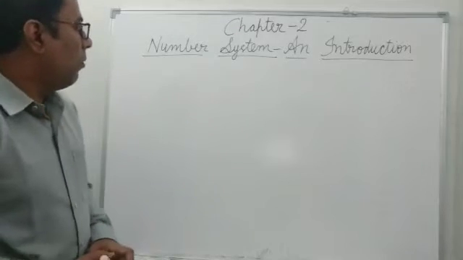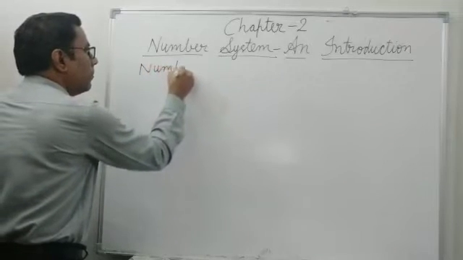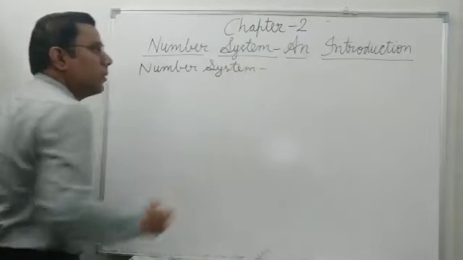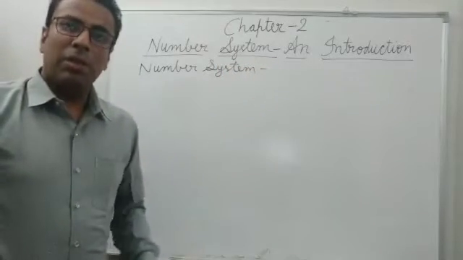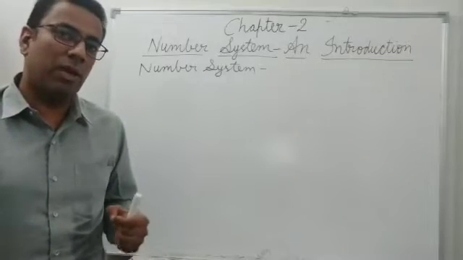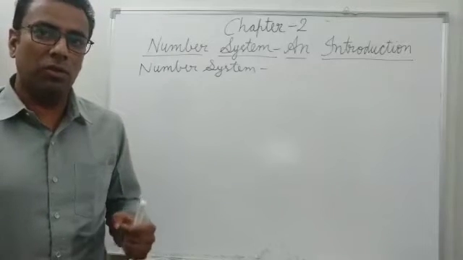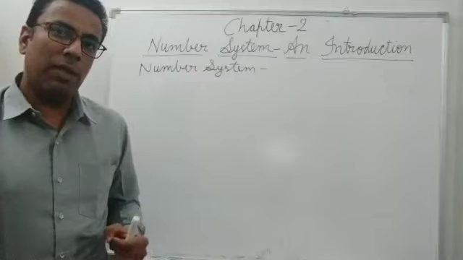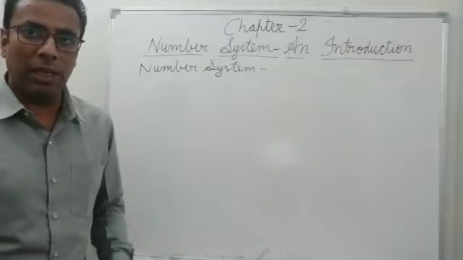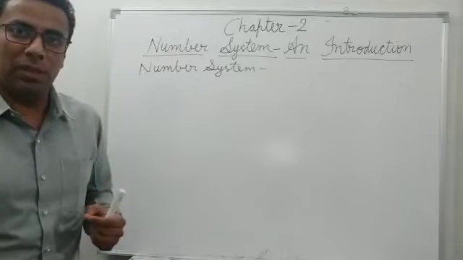So first of all, what is a number system? A number system is a set of values used to represent different quantities, and it is a technique to represent your numbers. Working with numbers in this way is called a number system.